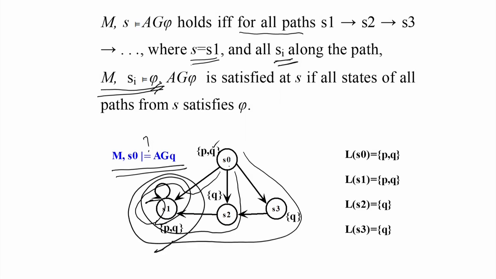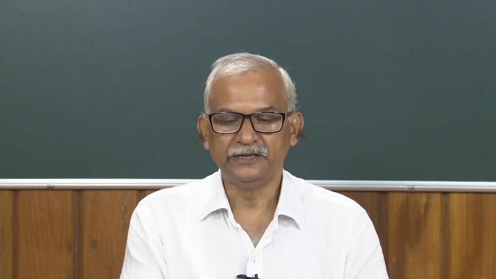So, here also in all states Q is true. That means, from S 0 if we consider all such paths and in all S i along the path, if it models phi, then we say that A G phi is true. So, in all states in all possible paths Q is true. So, in S 0 A G Q is true, that means M, S 0 models A G Q. Similarly, this is E G Q.